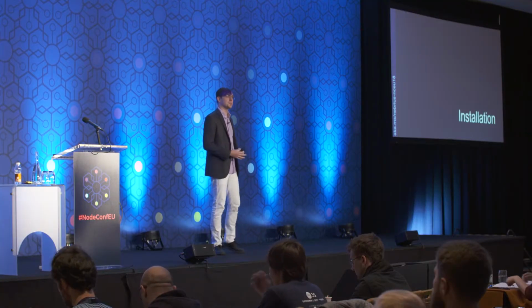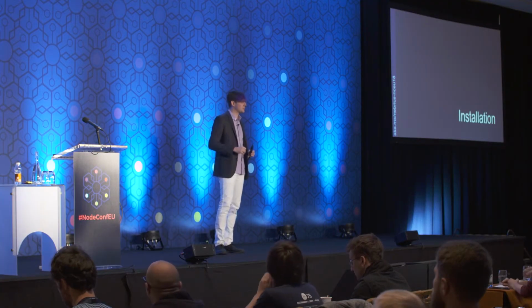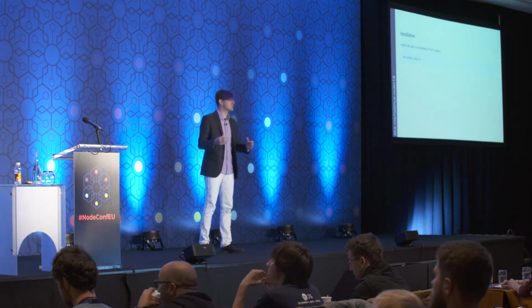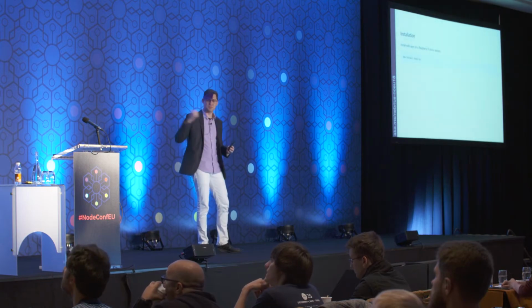So the next section is installation. You want to tell your users how to install and use your module. This is usually an npm run command. It's most of the time a pretty short section. Sometimes it can be a little bit longer. And so this is what it looks like for Raspberry.io. Like I said, it's pretty short and to the point.